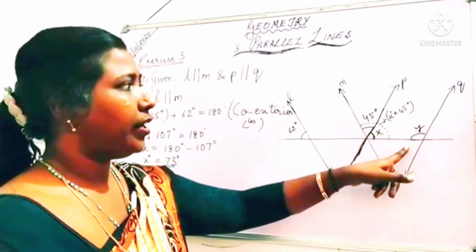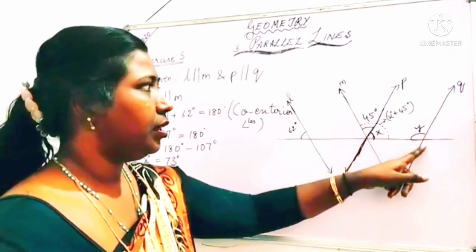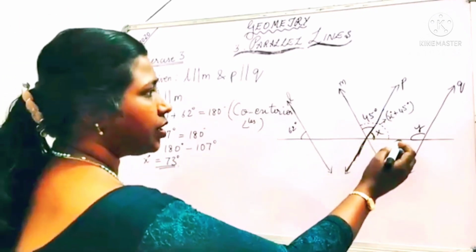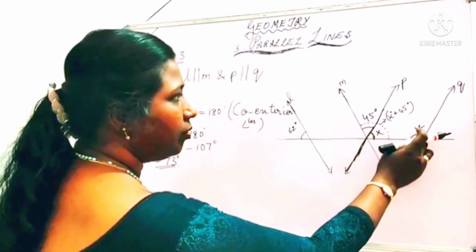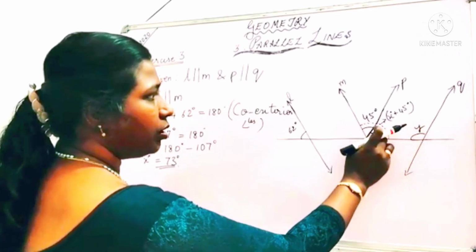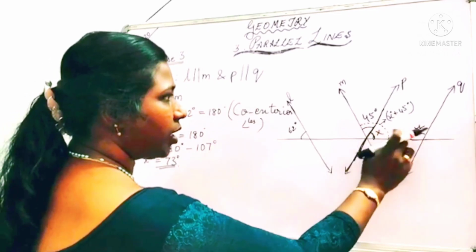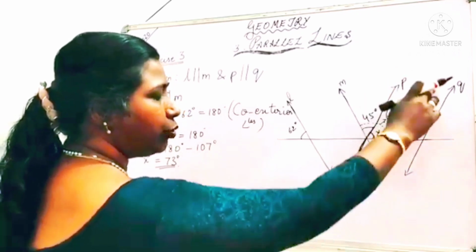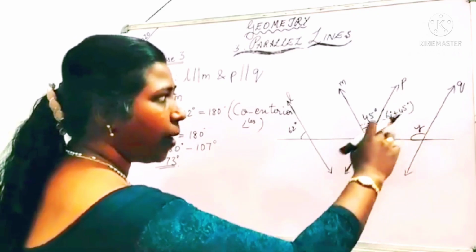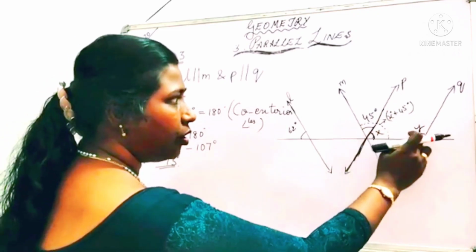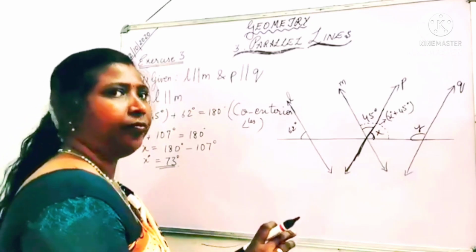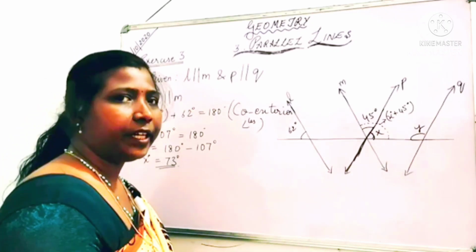So y degree, again this is a transversal. Y degree is there, then how will we find this y degree? Now if you are seeing here, this angle and this angle are both on the same side. Are you able to see? If P and Q are parallel lines, X and Y are on the same side, but the angles formed are inside. That means they are co-interior angles.